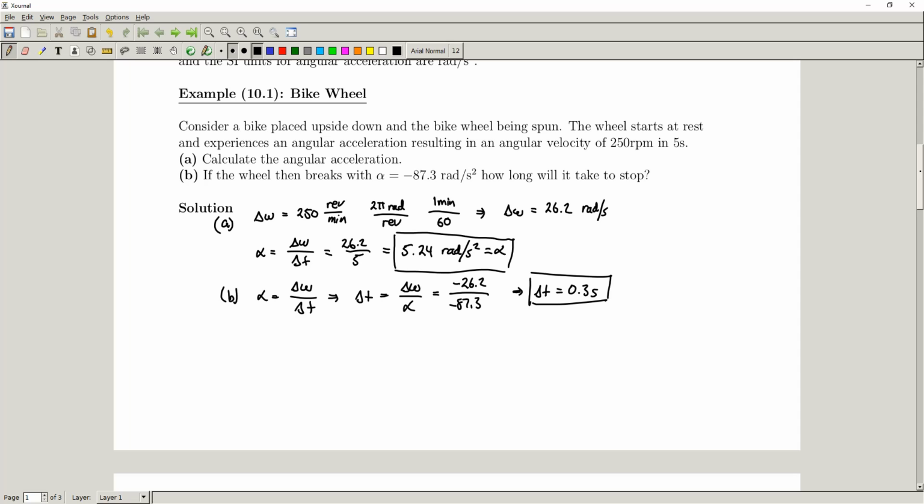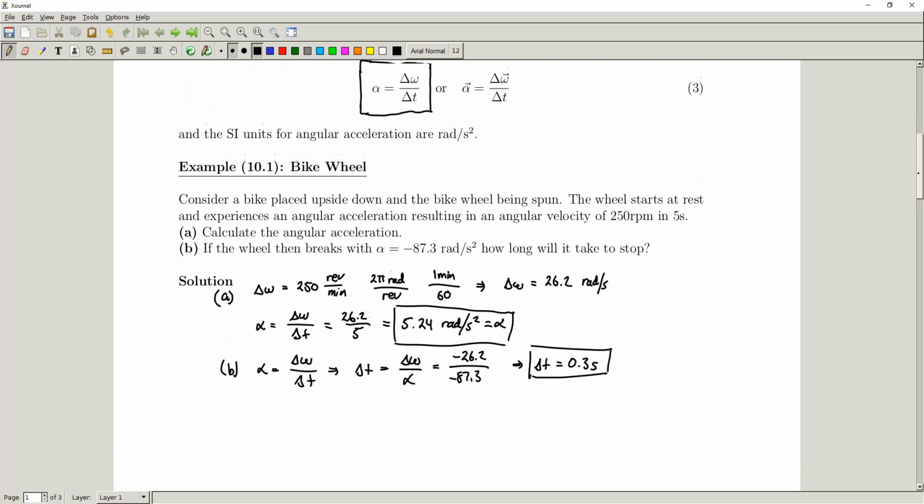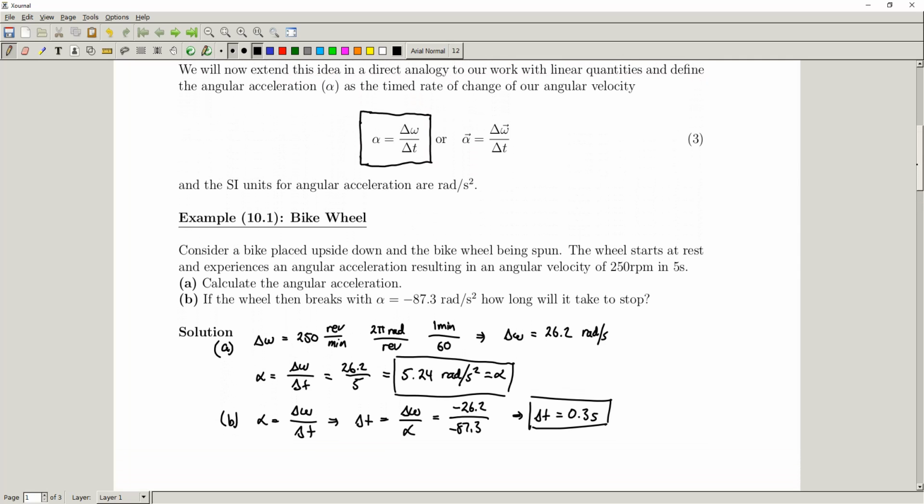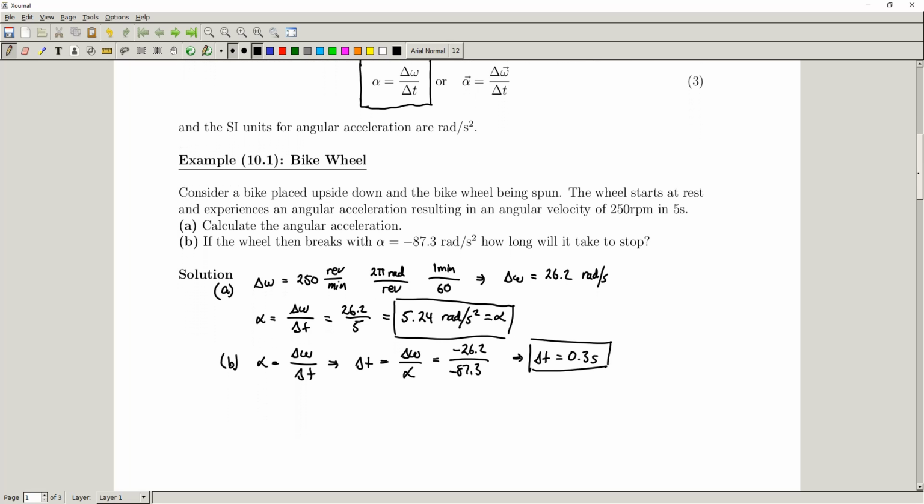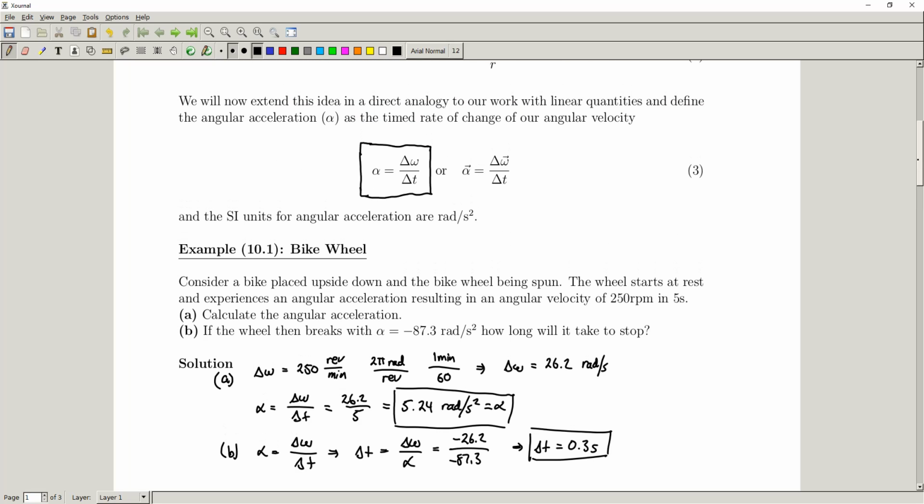Okay, and so that little example demonstrates a very simple way to think about this new concept, this angular acceleration.